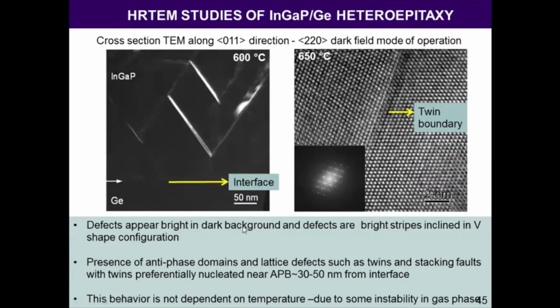So for this system, it is around 30 to 50 nanometers from the interface to the twin boundary. Okay, this behavior is not dependent on temperature, but is due to some instability in the gas phase. I will tell you why you get the instability in the gas phase. When you see the reactor geometry, you understand the difficulties involved during epitaxial growth, particularly in MOVPE and not in MBE, because in MOVPE you have the problem due to convection. Convection, conduction, and radiation can also change the characteristics of the structure we are growing.